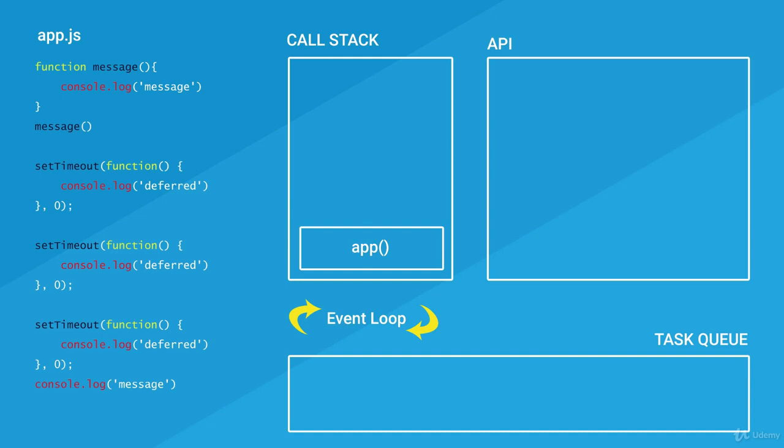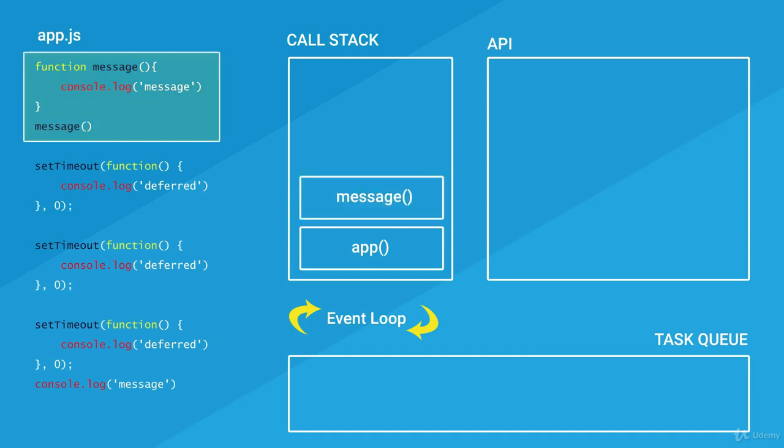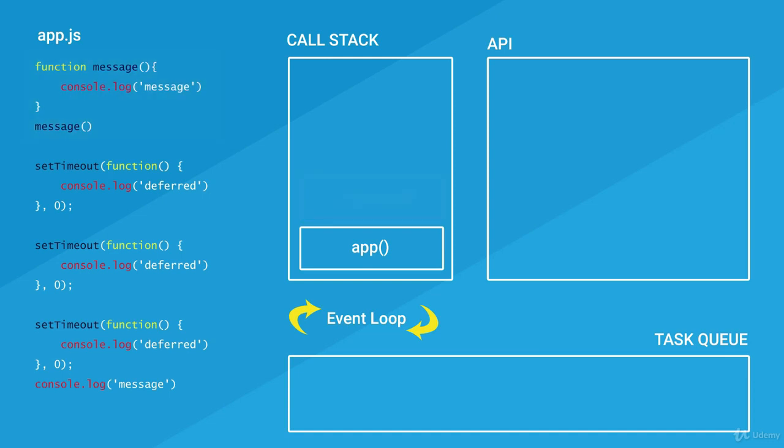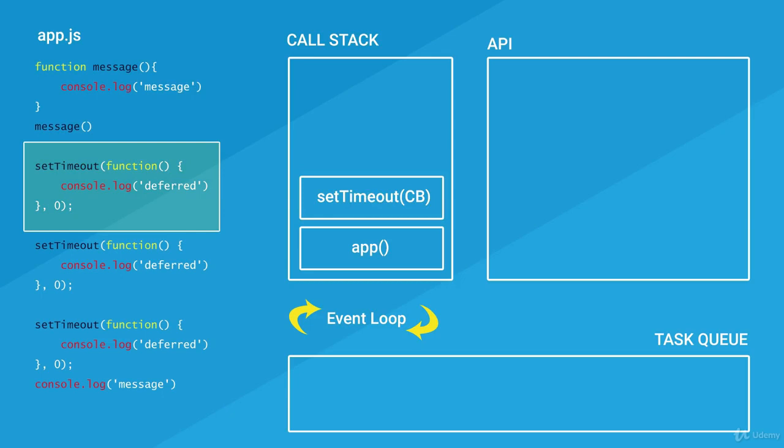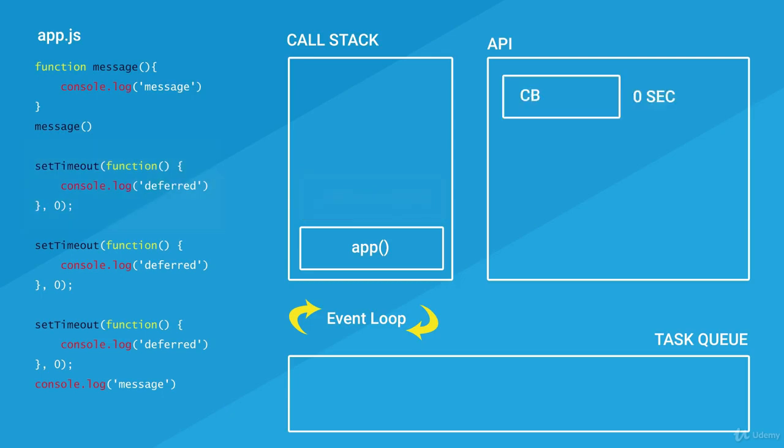The application is going to run, and then we go to the first function, which is the message. It's going to console log the message, and then it's going to be done with this. Then it's going to go to the set timeout, and it's going to send it to the APIs. Now, again, 0 seconds. So this API is going to send it back to the task queue because it's done. It's ready to be executed by the system. Now, again, the job of the event loop is asking the call stack if it's free to be used. Since it's not free because we have the app and more things to run, the event loop will not send the callback to the call stack.